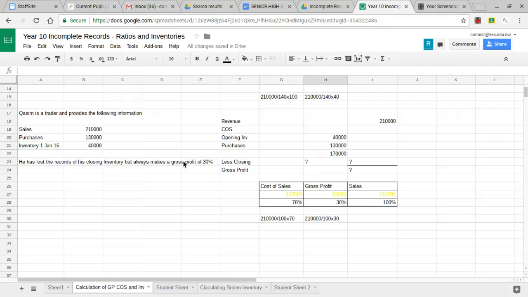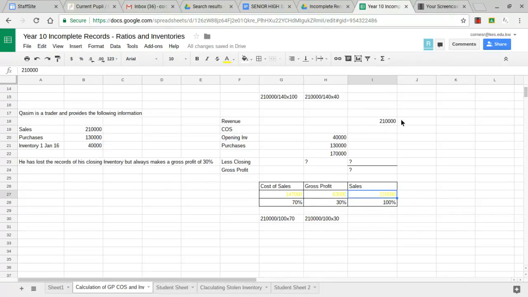Okay, you've also got to know how to do it when we have a similar situation, but where we've used a gross profit margin. So in this situation, the sales or the revenue is 210,000, the purchases are 130,000, the opening inventory is 40,000, but he doesn't know his closing inventory. So this time, gross profit margin is worked out on the selling price. So this time, the sales are going to be 100%. We know the gross profit is going to be 30%. And we know the cost of sales, therefore, has got to be the difference, which is 70%.